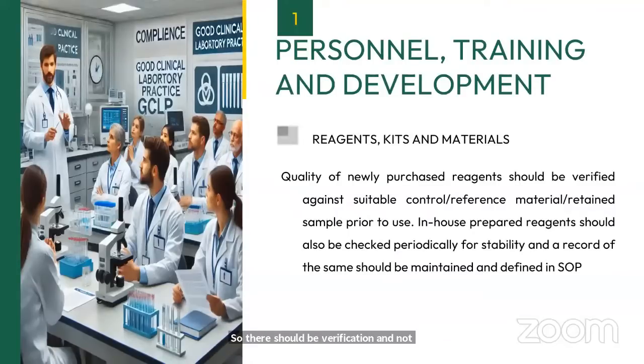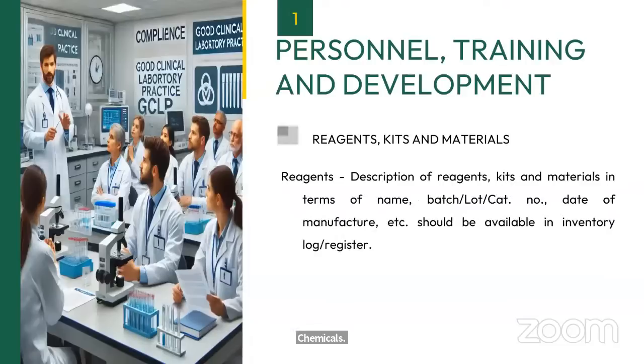There should be appropriate records maintained for all the verifications of the reagents and chemicals. A description of the reagent should be available. That is, what type of reagent it is, what the material is, the terms of name, batch number, lot number, catalog number, date of manufacture, and name of the supplier should be available in your inventory.